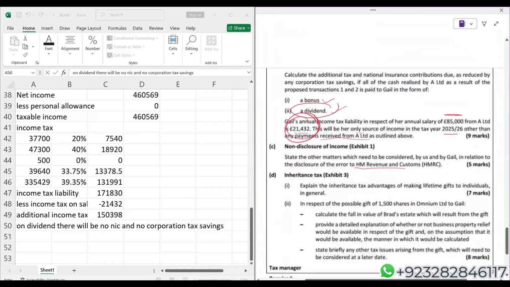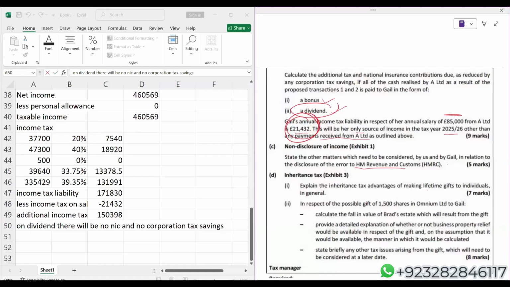Part D. Explain inheritance tax advantages of making a lifetime gift to an individual in journal. 7 marks. Explain inheritance tax advantages of making lifetime gifts to an individual in journal. 7 marks. So let's try to find out the 7 valid points if we can.